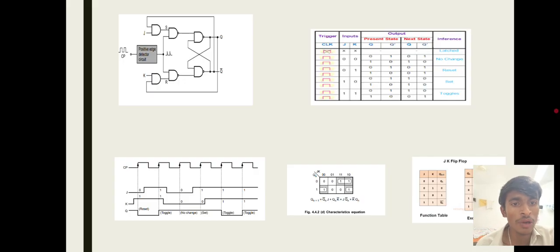The JK flip-flop avoids the invalid state that occurs in the SR flip-flop when both inputs are high. It is widely used in counters, shift registers and toggling applications due to its toggle operation.